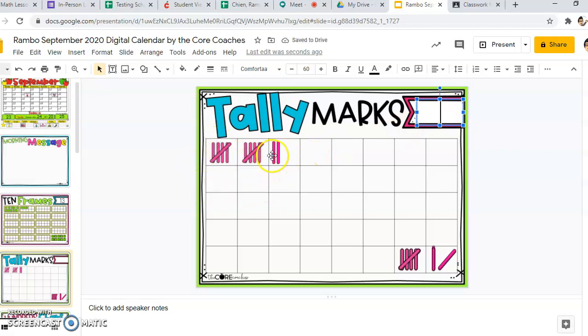Let's go to our tally marks. So tally marks, we're counting by fives. We have 5, 10. Now we will add one more. Let's count by, ready? 5, 10, 11, 12, 13.